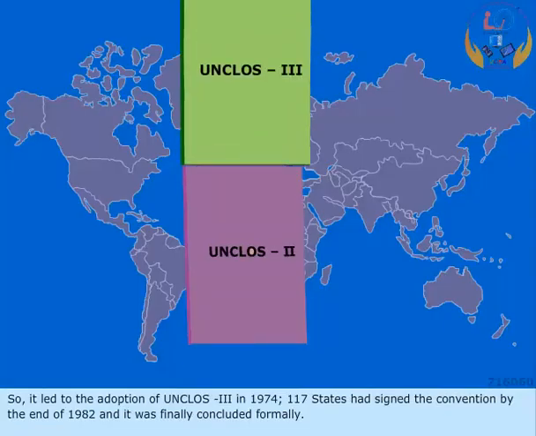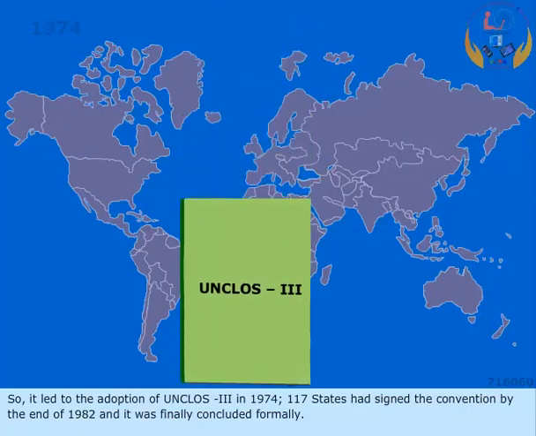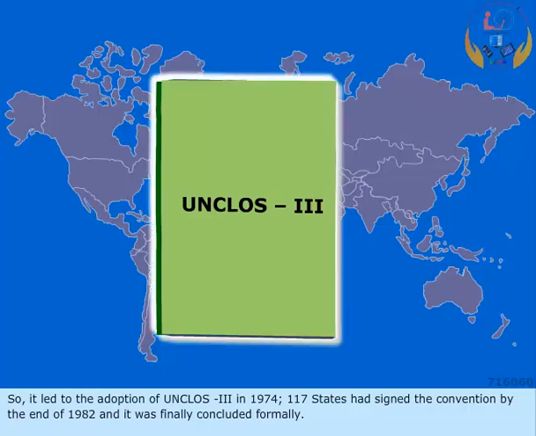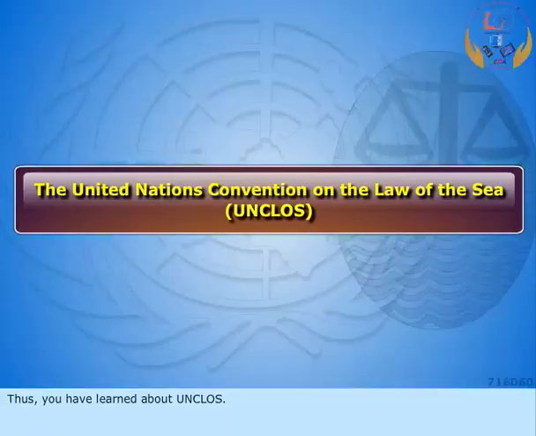So, it led to the adoption of UNCLOS III in 1974. 117 states had signed the convention by the end of 1982 and it was finally concluded formally. Thus you have learned about UNCLOS.